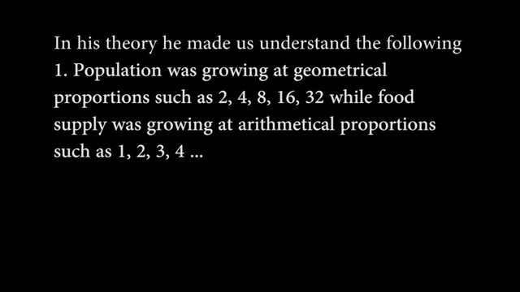In this theory, he made us understand the following. 1. That population was growing at a geometric proportion, such as 2, 4, 8, 16, 32, while food production or supply was growing at arithmetical progression, such as 1, 2, 3, 4, and so on and so forth.